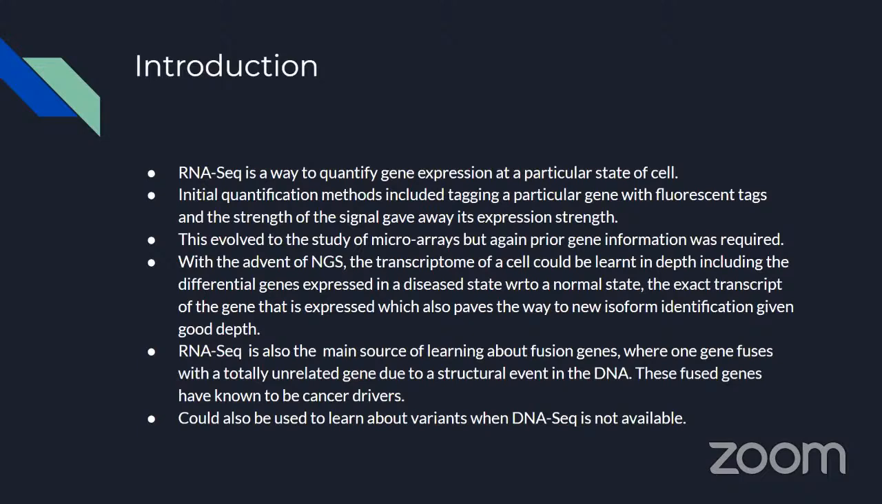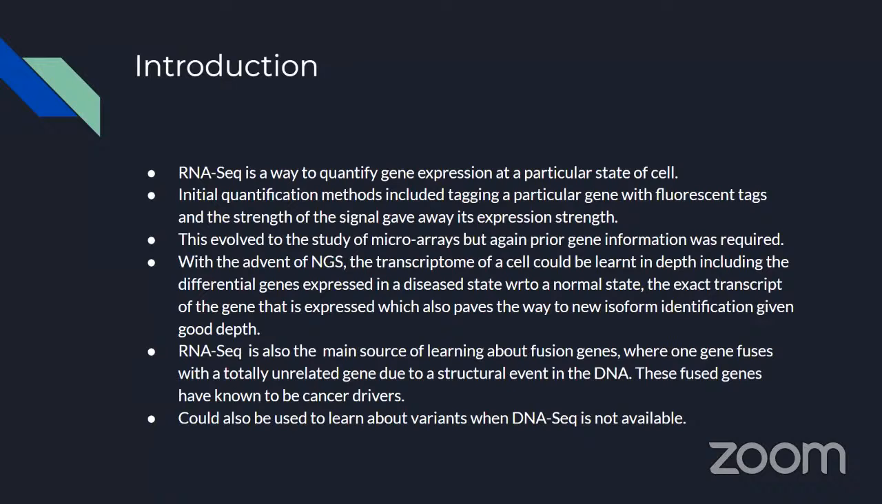Before RNA-seq, this was done through a lot of methods. For example, if you wanted to quantify gene expression, the general way would be to tag it with a fluorescent tag, and then look at the strength of the fluorescent signal, and you have an idea of the expression of that particular gene. There have also been several other analyses, such as SAGE analysis, for quantifying gene expression. But all this led to the microarrays, which were used for a very long time.